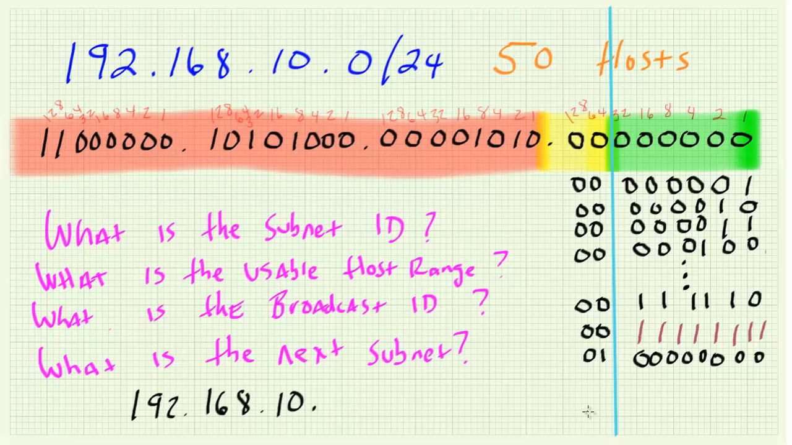192.168.10 dot what? Dot 64, right? Because that's the value we get if we took this last octet that we have and converted it from the binary that we have to the decimal. And it's going to be like that. So the first subnet was 192.168.10.0/26. This is the second subnet, which is 192.168.10.64/26. So that answers all 4 of the questions that we have posed.